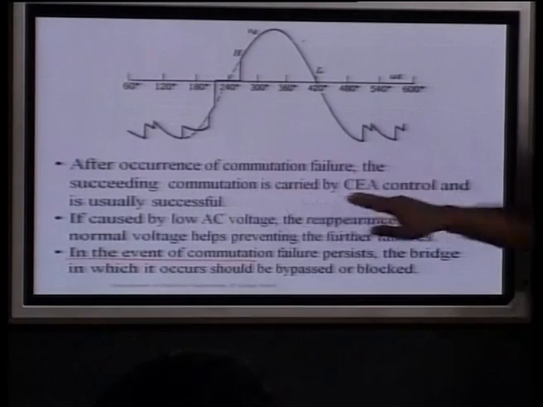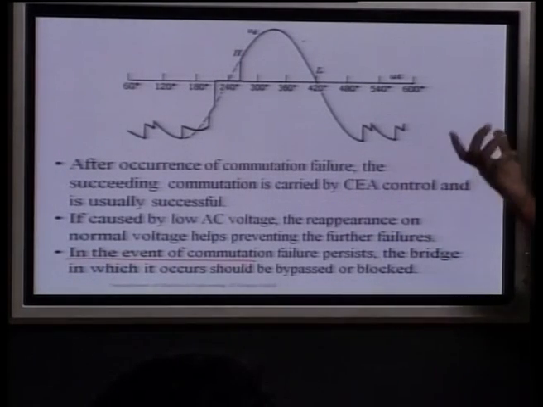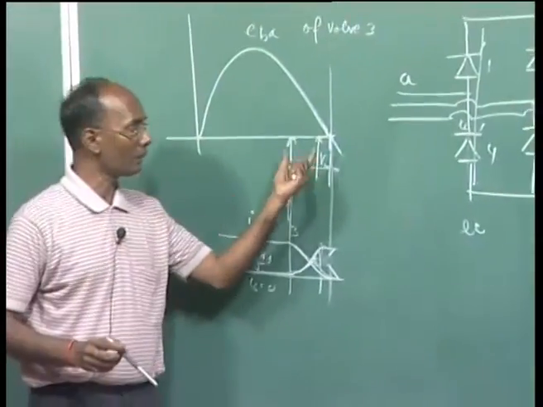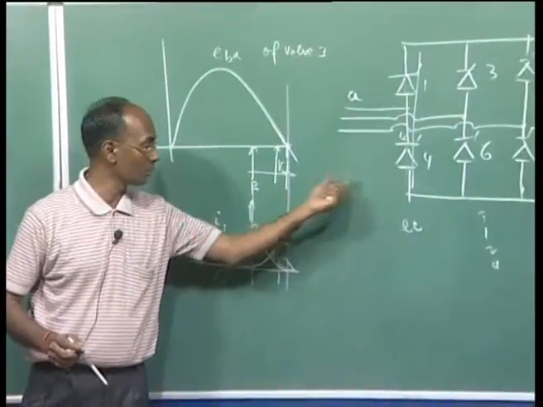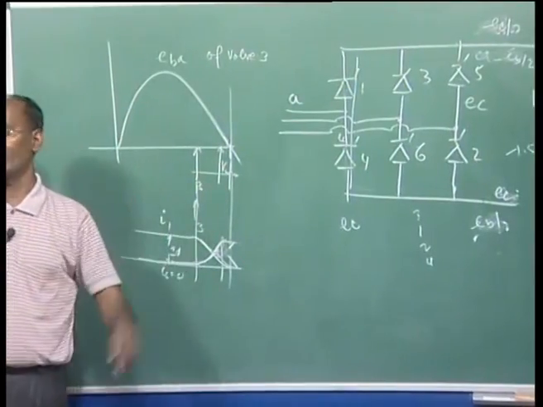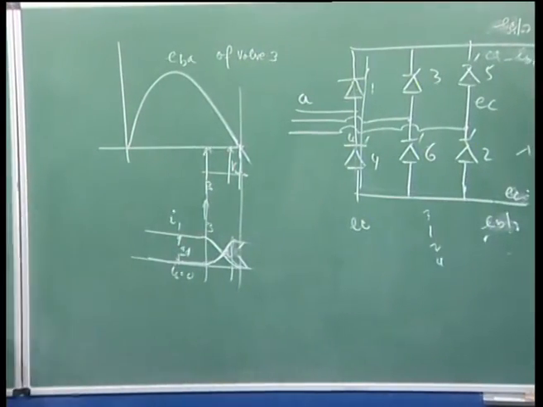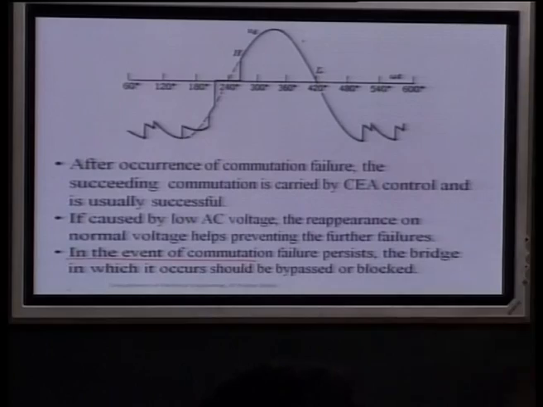So that's why the CA control basically tries to control this. If this is unsuccessful, we have to take care of it in the CA control, so that we fire in advance, not delay it, to avoid failure. So these are basically the measures and cure for commutation failure.